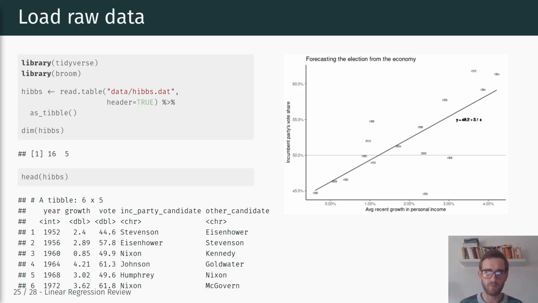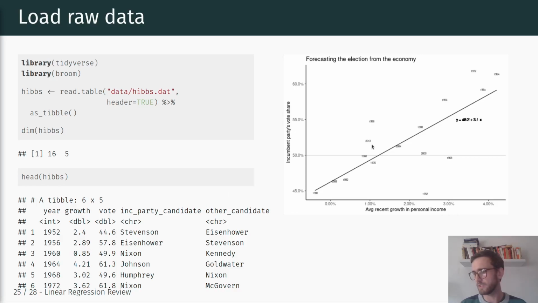recent growth in personal income in the United States and how it's associated with the incumbent party's vote share in US presidential elections. Of course, the hypothesis is that the more personal income grows in the previous period, the larger the expected vote share of the incumbent party, as the incumbent party is rewarded for their economic performance. Okay. So you've seen this example before.